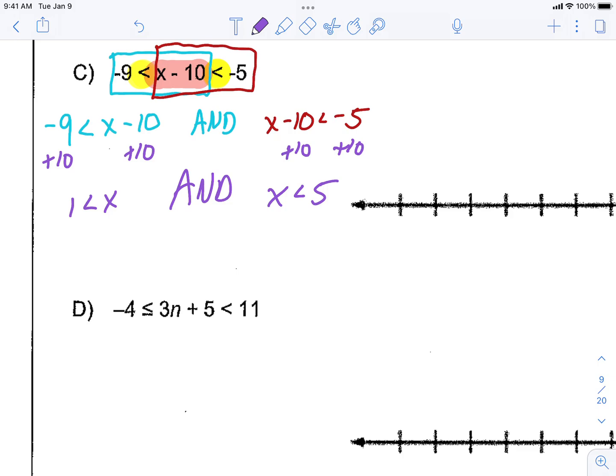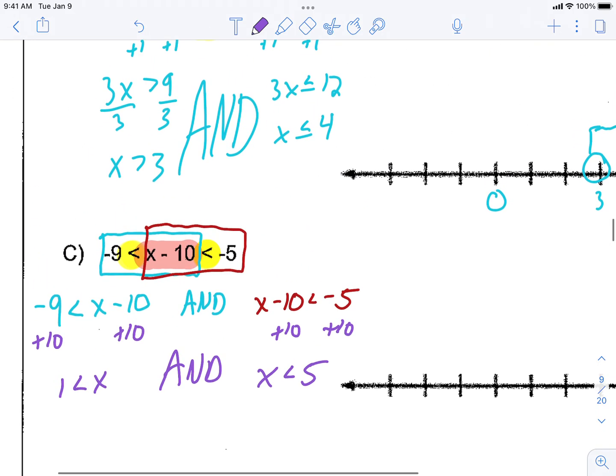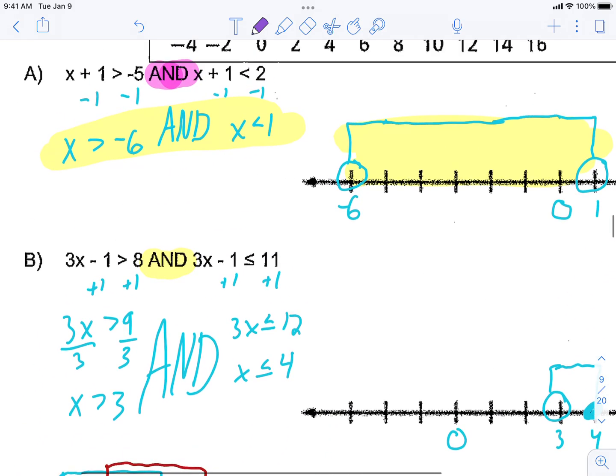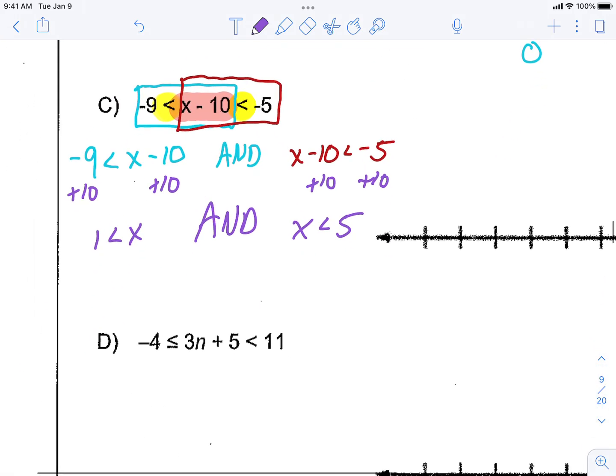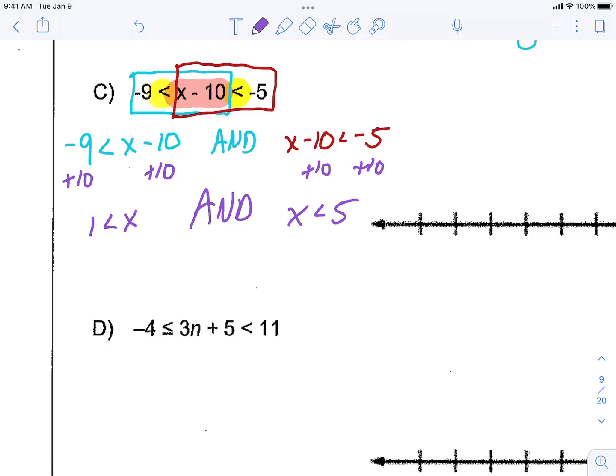I get x is greater than 1 and x is less than 5. To rewrite ANDs in their final form, it's not very common that your answers will be like this, where you have an answer and another answer. You will see them in their final form written without the word AND. The way we do that, we take the smaller number out of our answers. Pick the smaller one, which is obviously number 1.